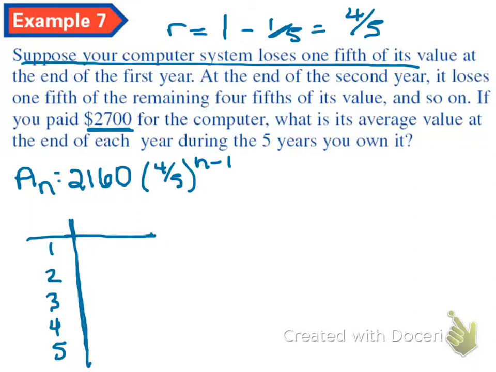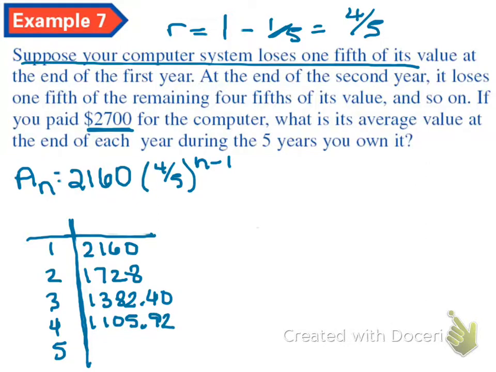Using our calculator, we could put the formula in, and we would find that at the end of the first year, we have $2,160. The value at the end of 2 years, $1,728. The value at the end of 3 years, $1,382.40. The value at the end of 4 years, $1,105.92. And the value at the end of 5 years, $884.74.